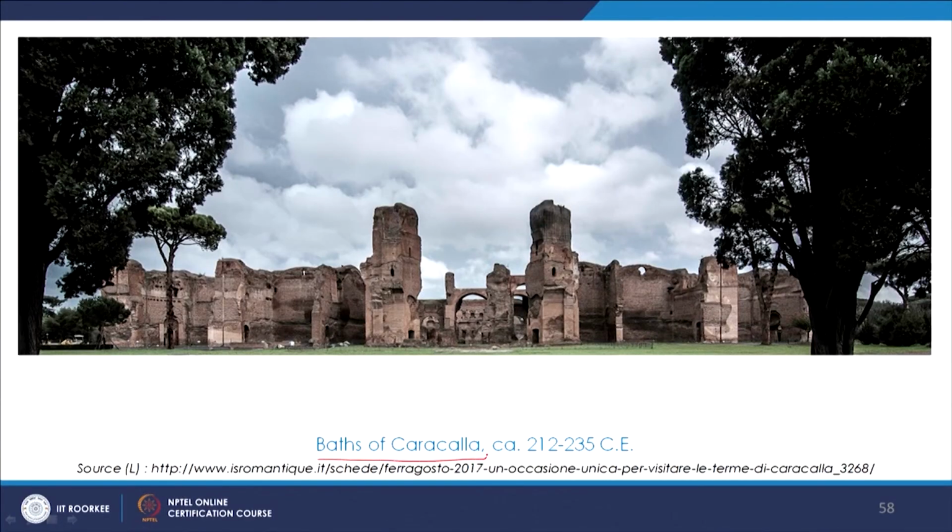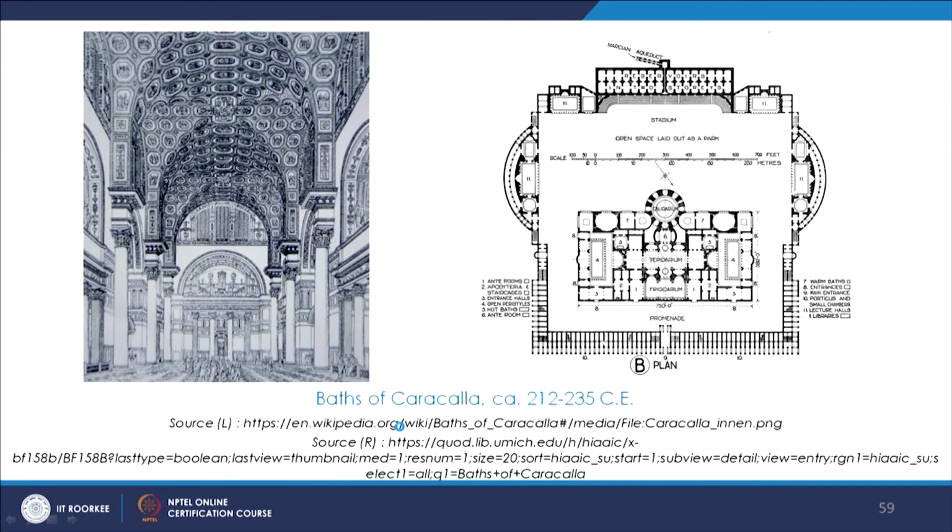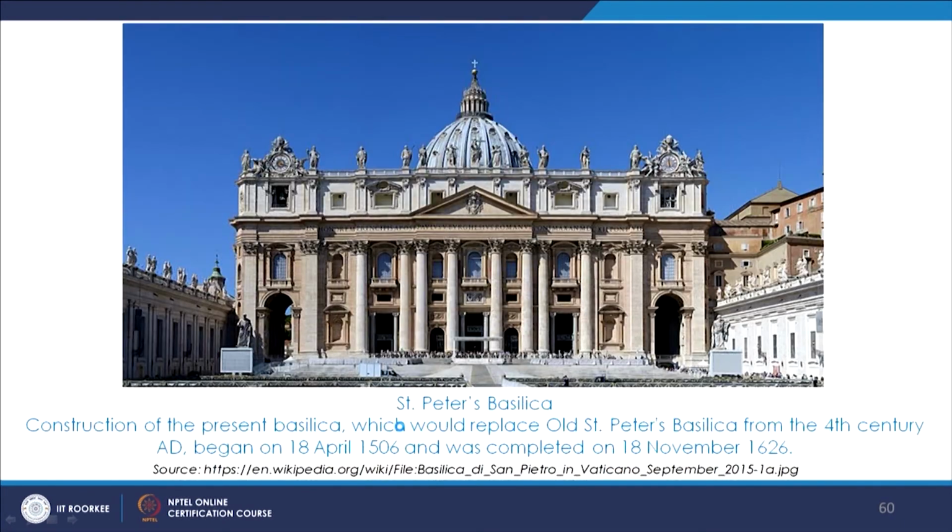The more we discuss the material, the more it will be clear to us how the associated tools and the property of that material facilitate the construction of a certain interior architecture for a certain purpose. We saw the Baths of Caracalla, another example in stone, and then we saw some more examples. We saw St. Peter's Basilica, the very famous Peter's Basilica.